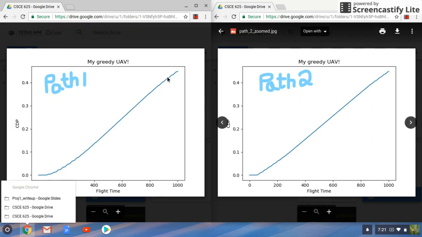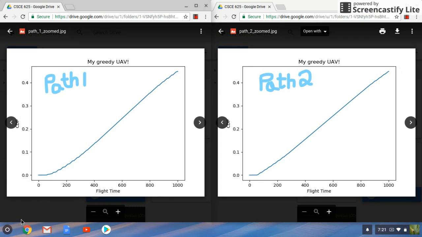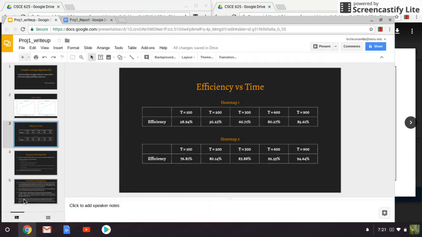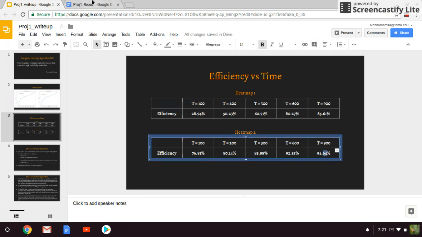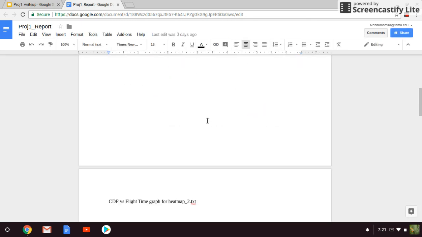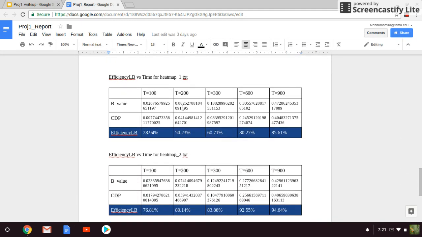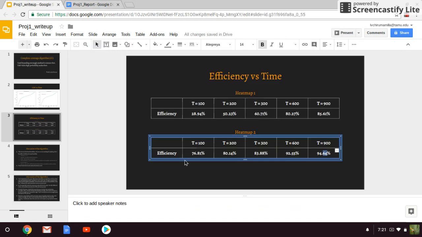But at t equal to 900, the CDP is almost the same in both graphs. When I look at the efficiency though, it's still less than heat map 2. To understand this, I plotted the B values and observed that the B values for heat map 1 are consistently higher than that of heat map 2 at all times, even at t equal to 900. This may be because heat map 1 has more of the highest probability nodes compared to heat map 2. So these two reasons, low CDP initially and high B value, led to the poor performance of heat map 1.